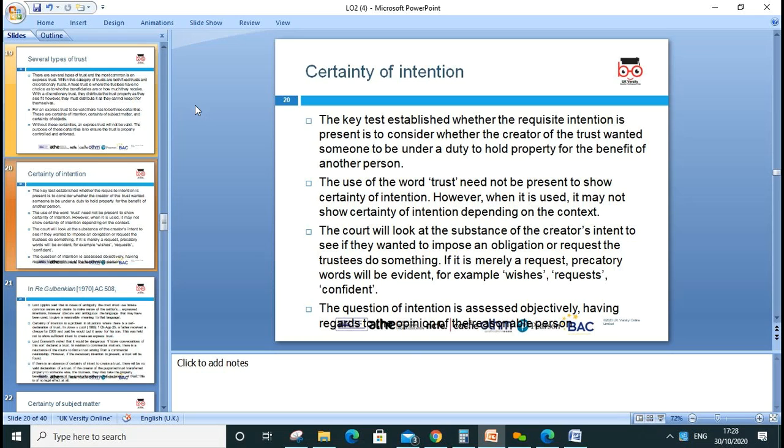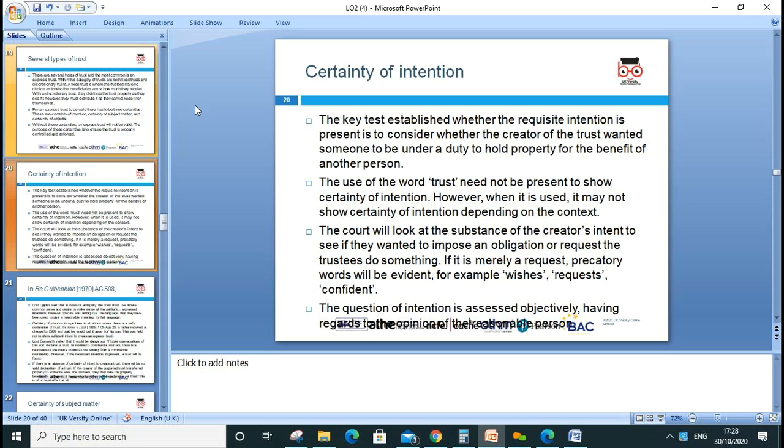Okay. So certainty of intention. The key test establishes whether the requisite intention is present to consider. So certainty of intention. We need to look around, and we need to make sure.